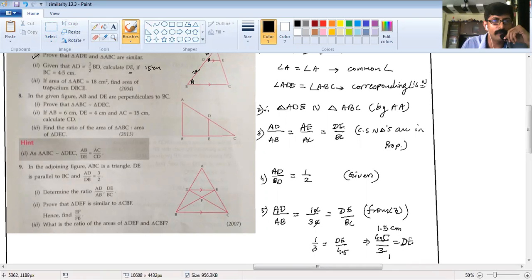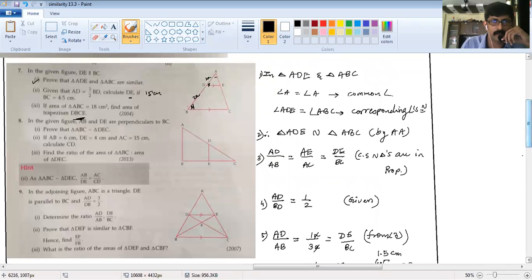So what is this? Area of triangle ABC is equal to 18 centimeters square. Find the area of trapezium DBC. It's a very important thing. How are you going to find the area of trapezium DECB? See, it's simple. We know these two triangles, ADE and ABC, they are similar. Look at this.